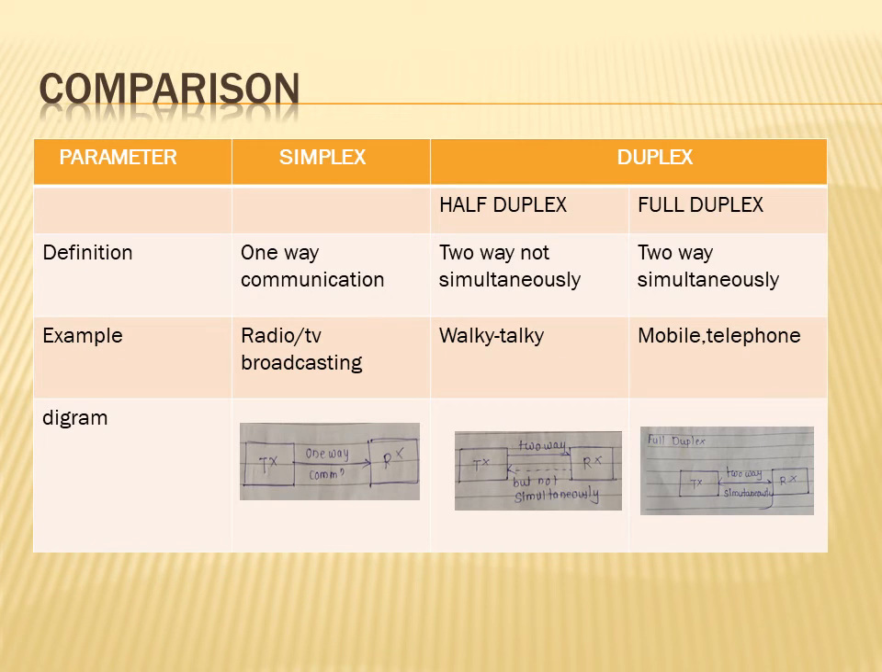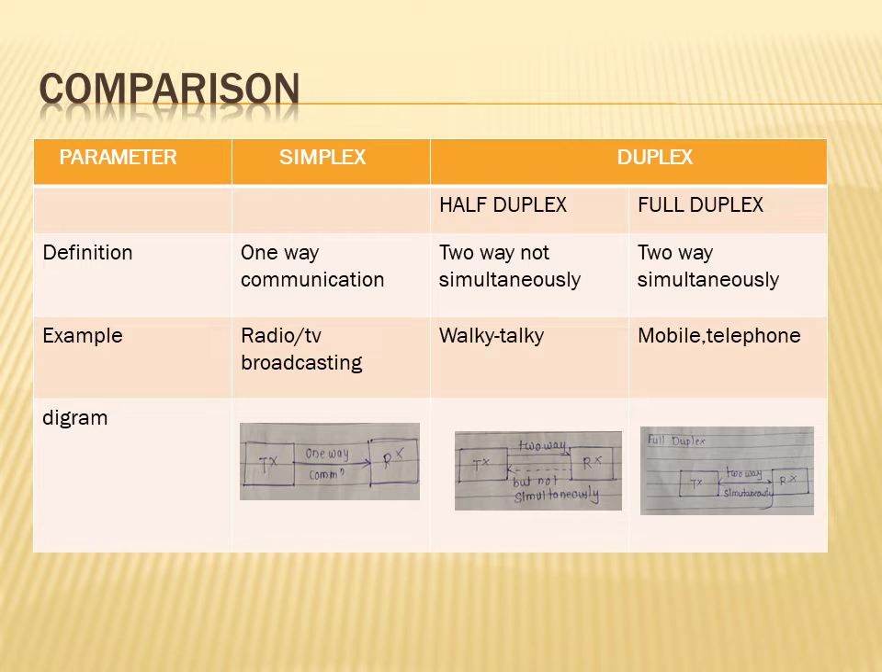Next we see the comparison of simplex and duplex, and duplex is divided into two, half and full. First we see the definition. What is simplex? It is one-way communication. What is half duplex? It is two-way but not simultaneous. And what is full duplex? It is two-way and simultaneous.